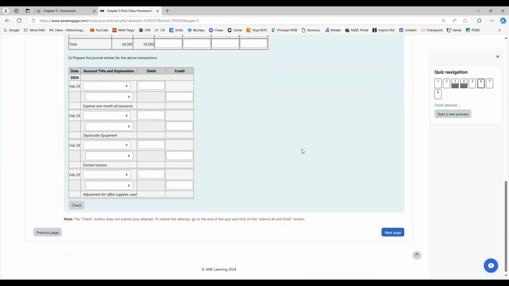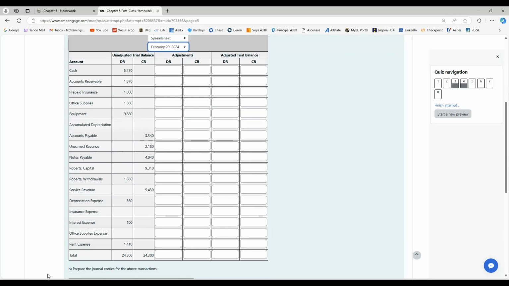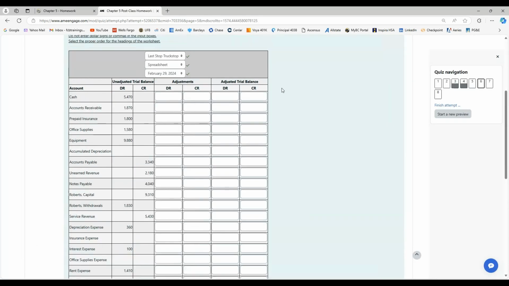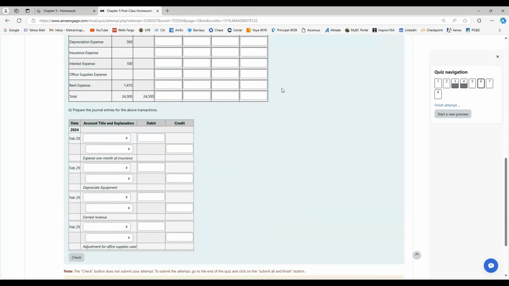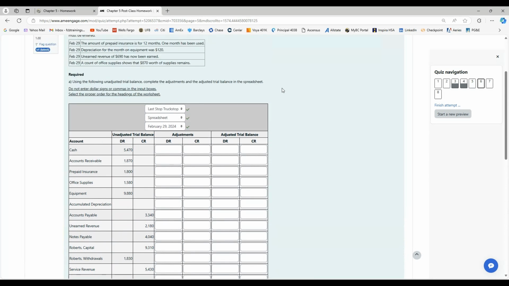Looks like this is another one, and yeah, this looks real similar. So let's put our headers in first, so that doesn't trick us into thinking we're missing something when we're not. Annoying. And okay, so the amount of insurance is for 12 months. 1 month has been used.